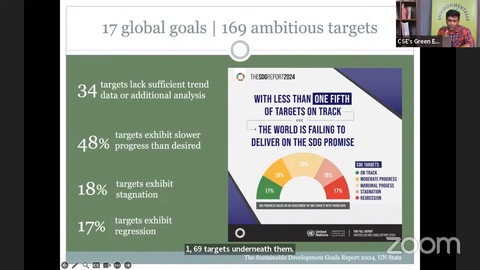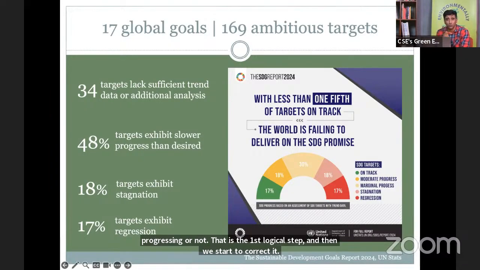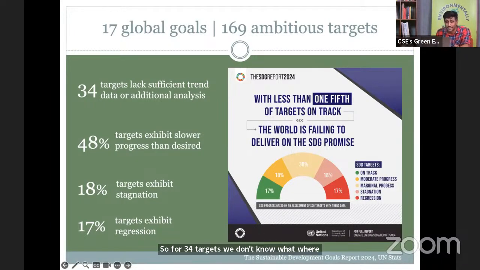So now we're talking about 6-7 years into it. So 2015 till about 2024, and we are midway through. Still, for 34 targets within the SDGs, the world does not have the data or is not sure about the metrics to calculate whether they are making progress or not. You have to understand the import of this. We don't even know how to measure whether we are progressing or not. That is the first logical step, and then we start to correct it. So for 34 targets, we don't know where it is, and this is the global figure.